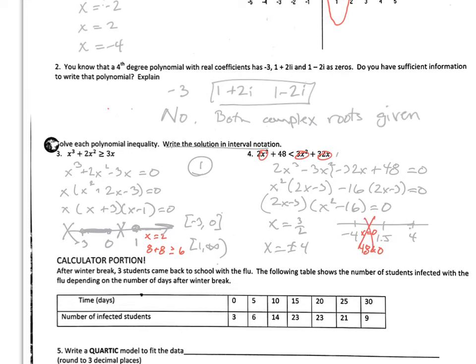No line under this symbol, so these are open. And we know that this section works, so it goes yes, no, yes, no. And then of course the interval notation: negative infinity to negative 4, and then from 1.5 to positive 4. So those are your first 4 non-calculator questions.